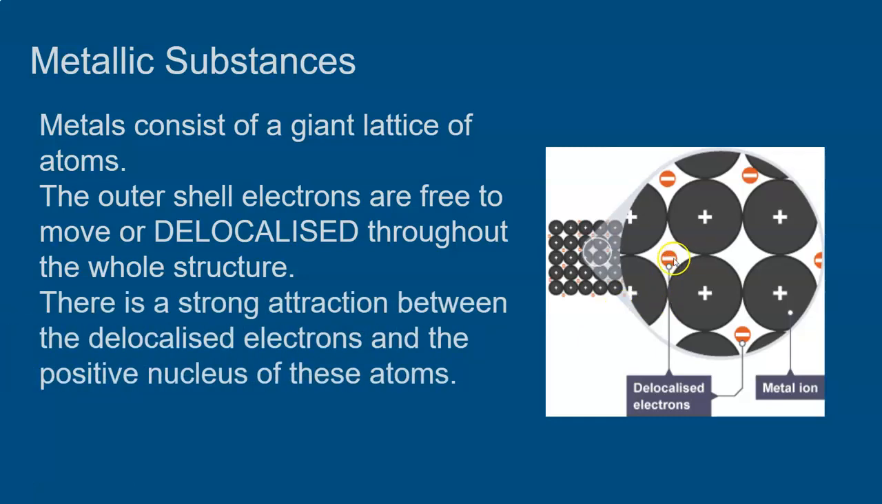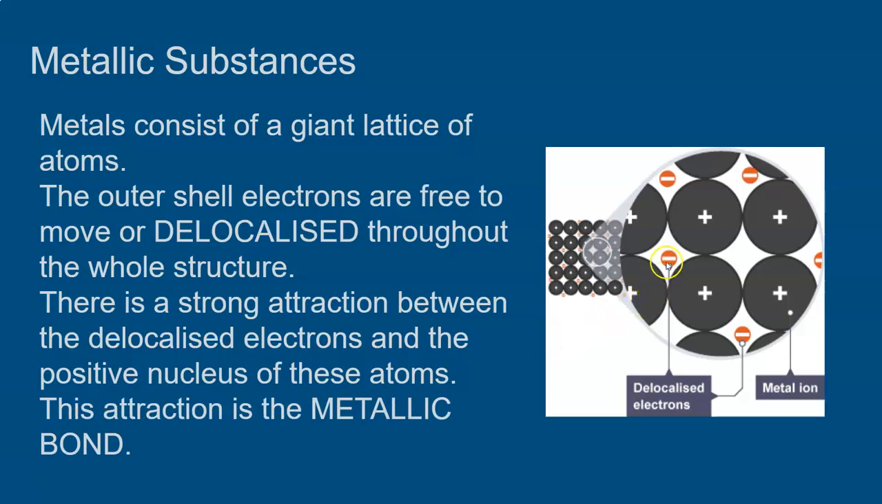Now we've got opposites here. We've got negatively charged electrons delocalized and a positive nucleus for the metal atoms. So there is a strong force of attraction between the positive and negative charges, as we've seen before. Opposites attract. And this attraction between the opposites, electrostatic attraction again, but in this instance it's called a metallic bond because it's found in metals.